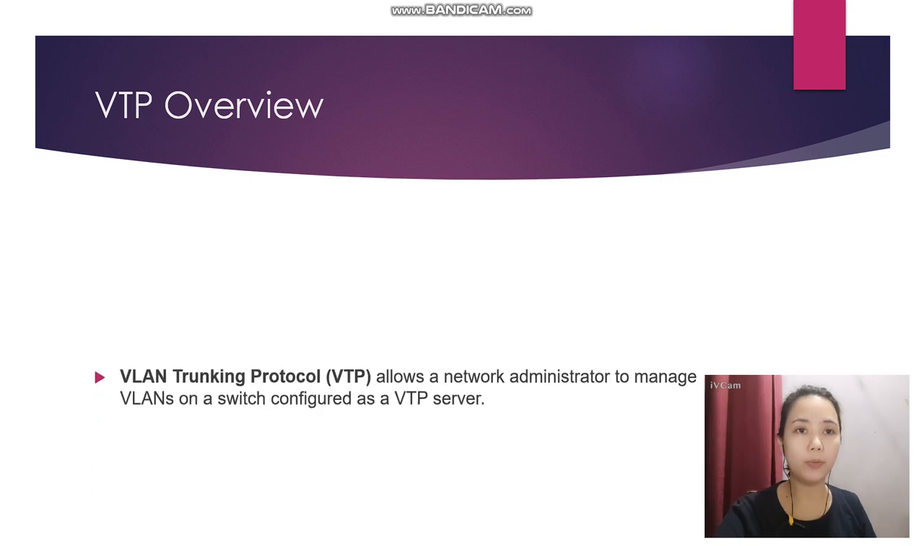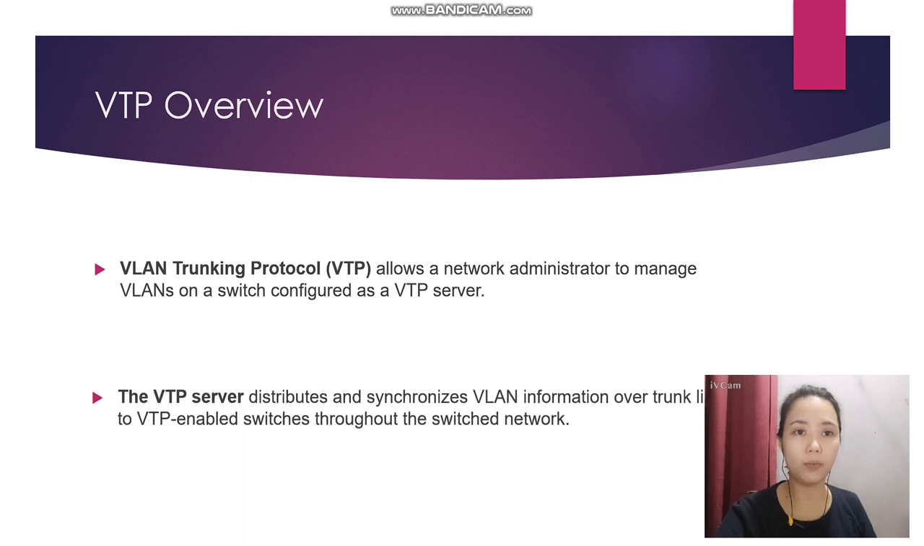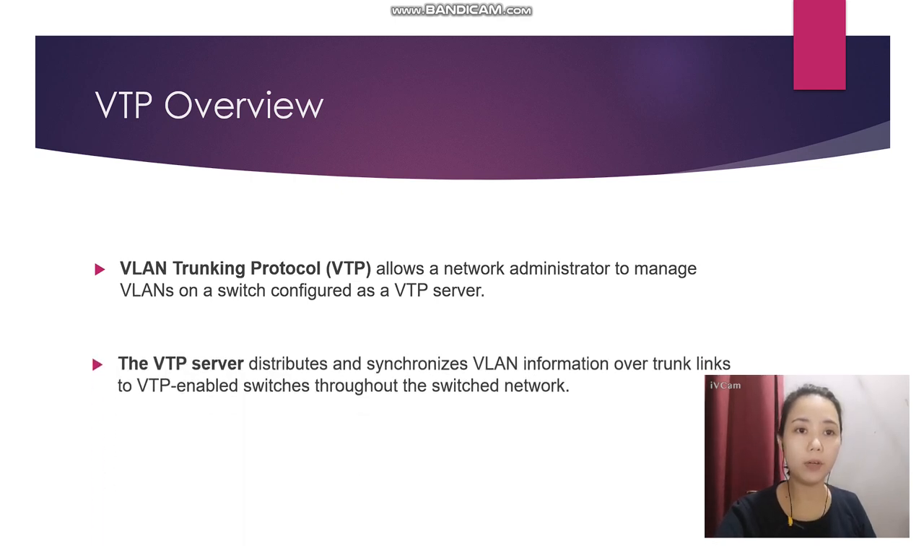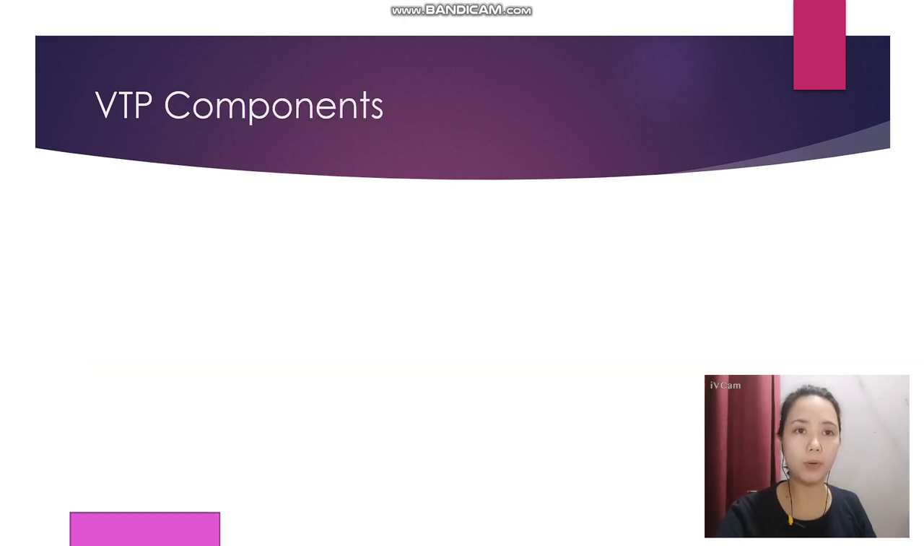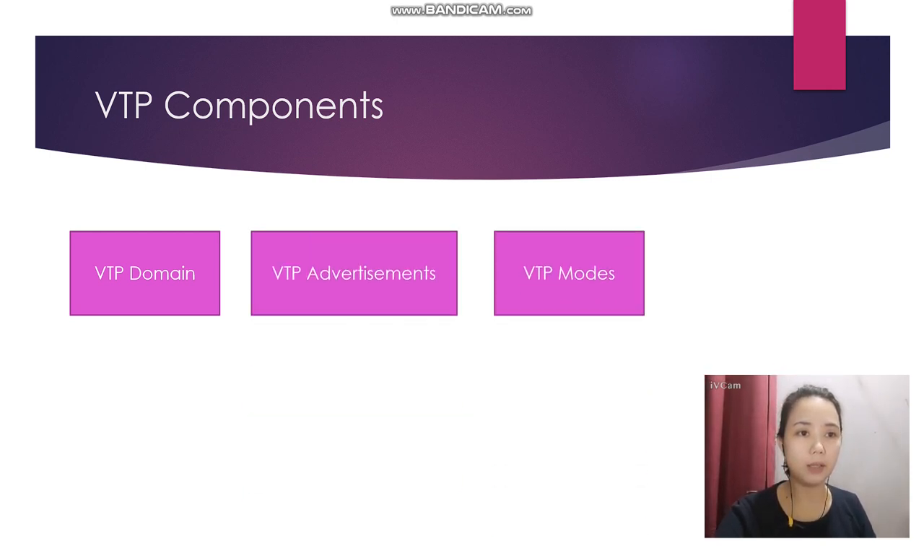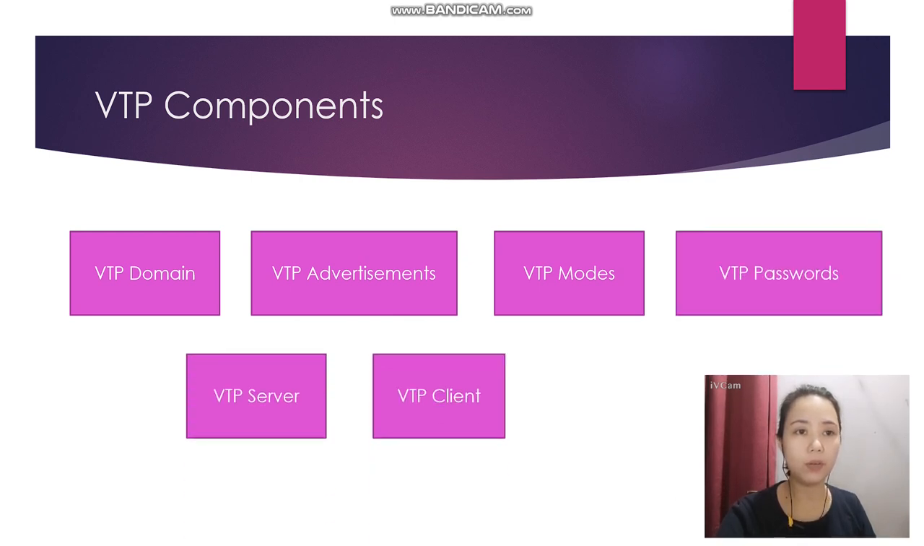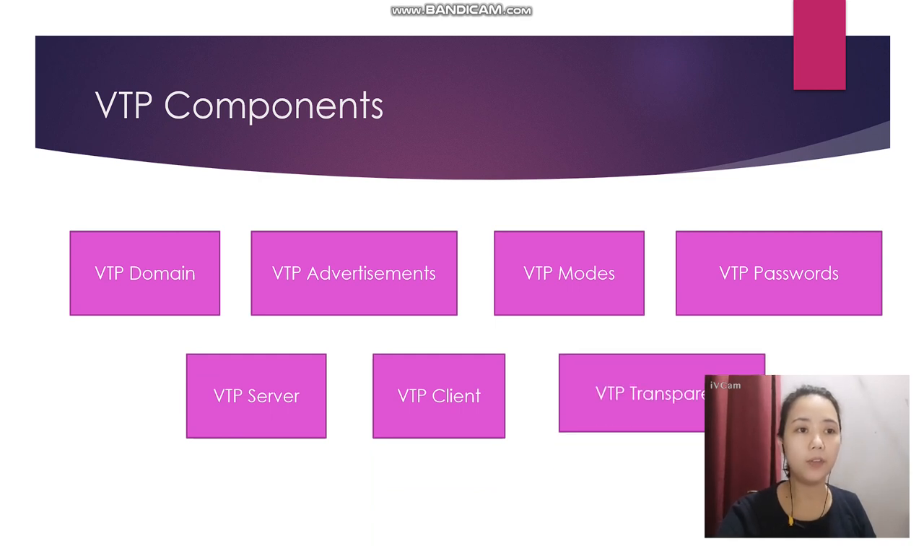The VTP overview. VLAN Trunking Protocol, or VTP, allows a network administrator to manage VLANs on a switch configured as a VTP server, while the VTP server distributes and synchronizes VLAN information over trunk links to VTP-enabled switches throughout the switch network. The VTP components are the VTP domain, the VTP advertisement, VTP modes, VTP password, VTP server, VTP client, and VTP transparent.